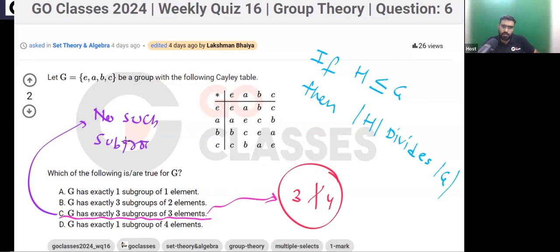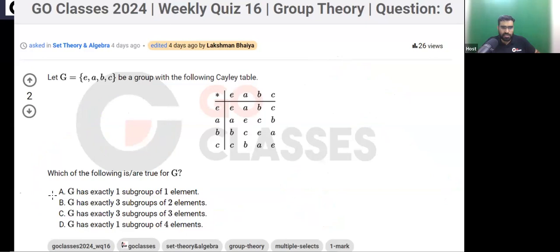We have no such subgroup, because if you have this type of subgroup, then the order of this subgroup, meaning 3, must divide 4, but 3 does not divide 4. So you can easily notice that this type of subgroup is not there. Or I can say the number of subgroups of 3 elements will be 0. So I can say this is not correct. What about the next one?